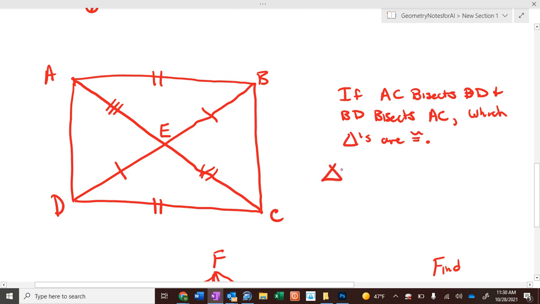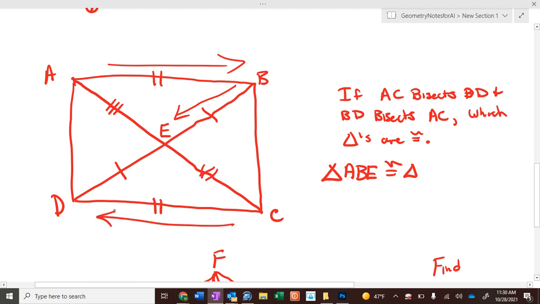Now, I see triangle ABE. It's congruent to what triangle? ABE. I go across the 2 marks, go across the 1 mark. CDE. Why are they congruent? Because of what in each? Side, side, side. Okay, let's just do this now.